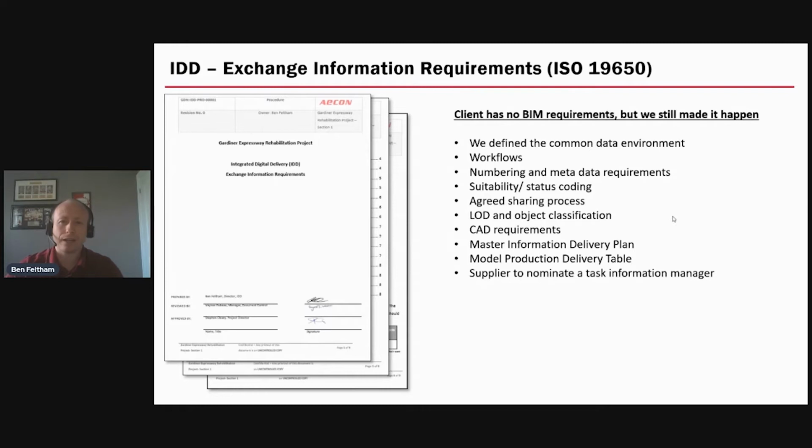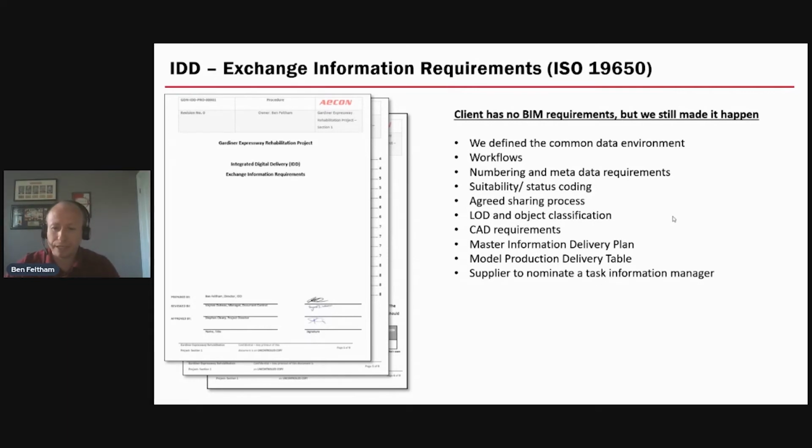We were working very closely with an engineer doing the detailed engineering, particularly for the steel girders and the fabrication aspect. We put this in their contract and ensured that the information they provided us followed their agreed requirements. We touched on the system we're using and how we're going to manage that common data environment, and the workflow I showed earlier with the coding. We defined the numbering system, based on ISO 19650. We defined the coding and all of the sharing process, LOD, the CAD requirements, and we also had a process for the master information delivery plan.